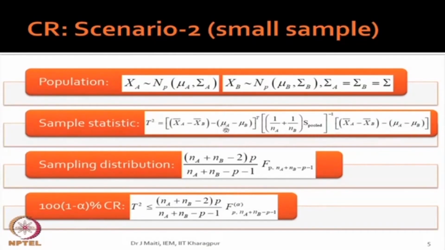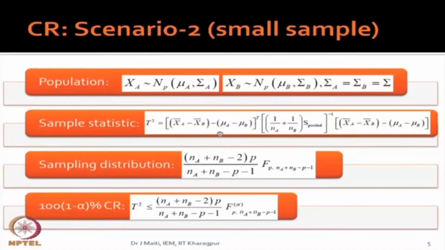This quantity follows what distribution? F distribution again. But you see some other part, the two component is there. In the earlier case it was n minus 1 into p by n minus p. What is written here? N a plus N b minus 2 into p divided by N a plus N b minus p minus 1, that you have to remember.